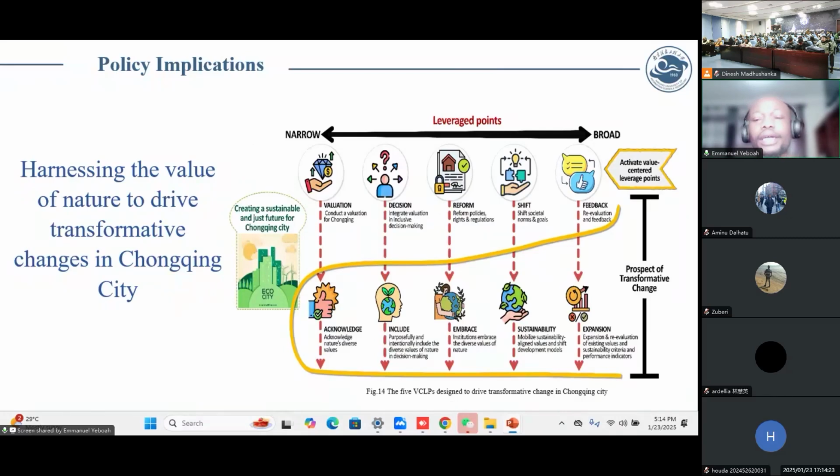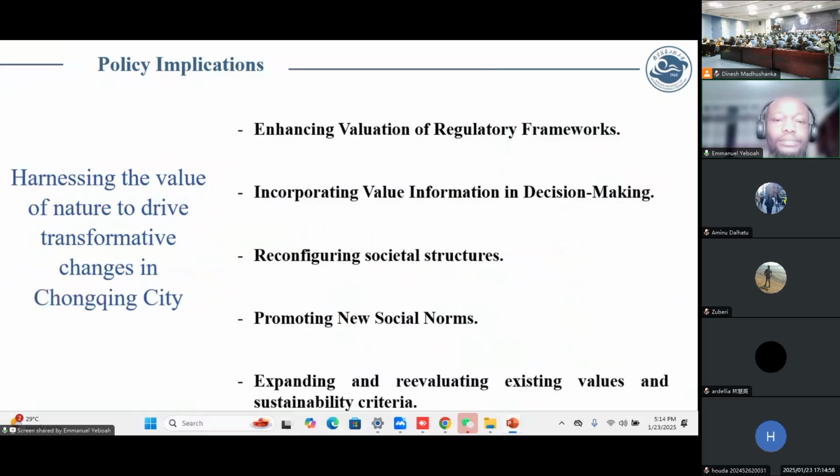We look at the feedback direction, which expands the re-evaluation of existing values and sustainability criteria and transforms indicators. We move from active evaluations to prospective transformative change. This involves looking at sponge cities, urban green areas, and urban blue. Blue is more of a water body enhancement, which creates a more just and sustainable city for Chongqing. We look from the narrow to the broad areas.